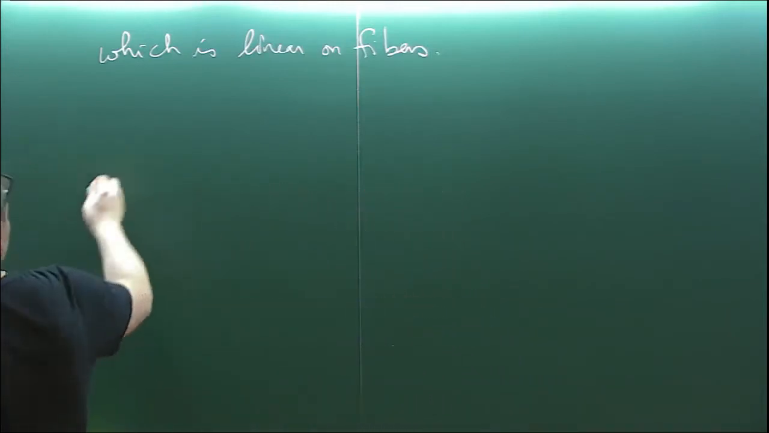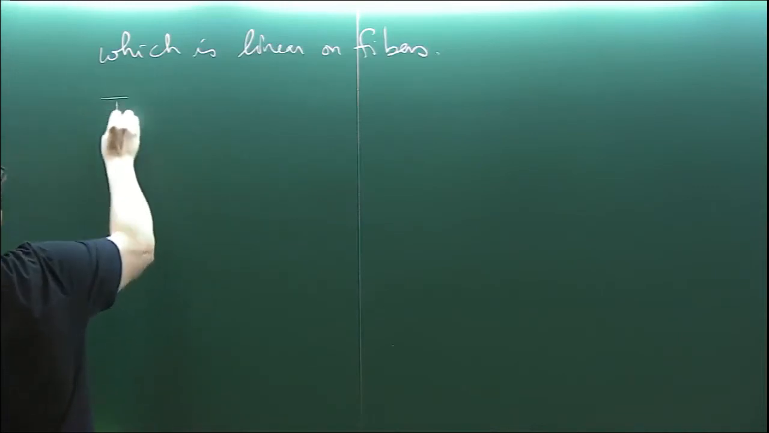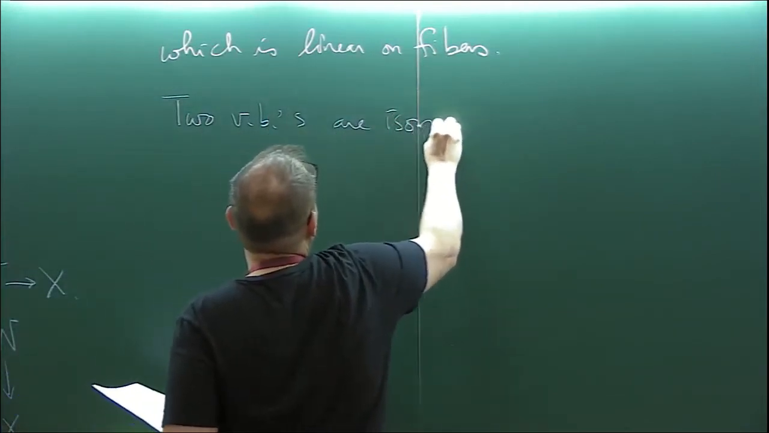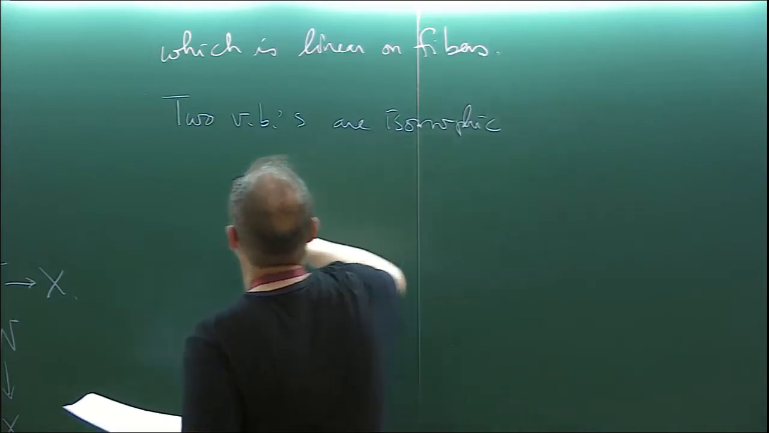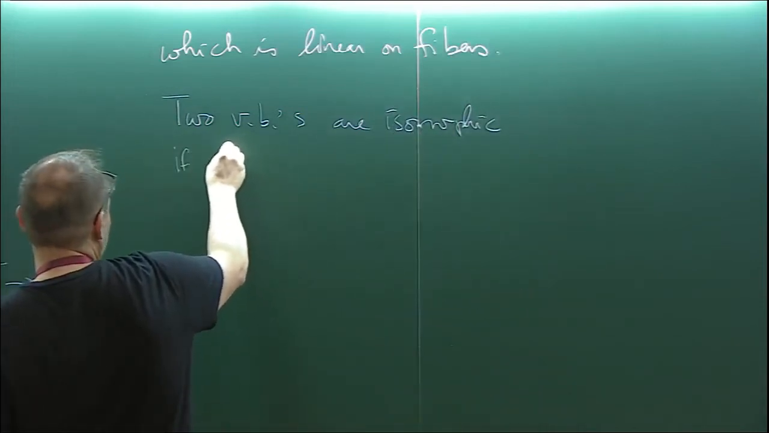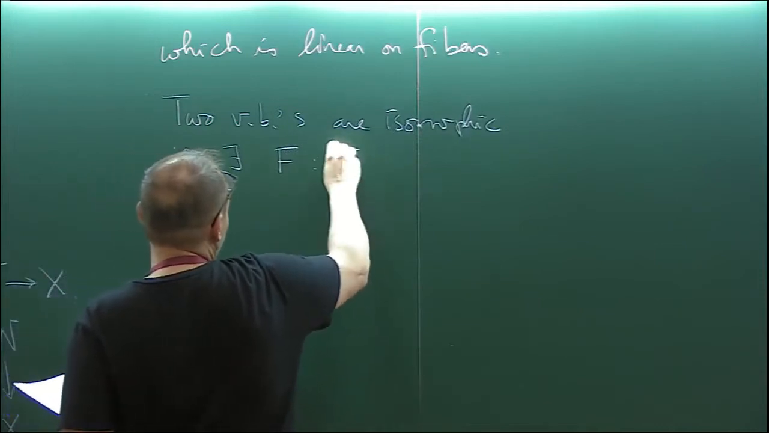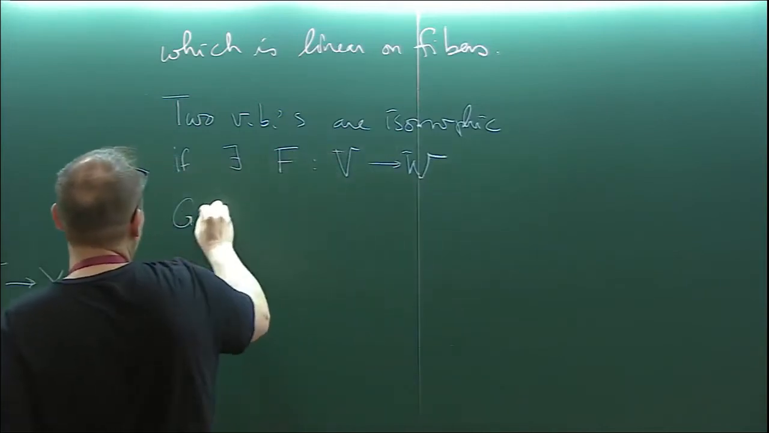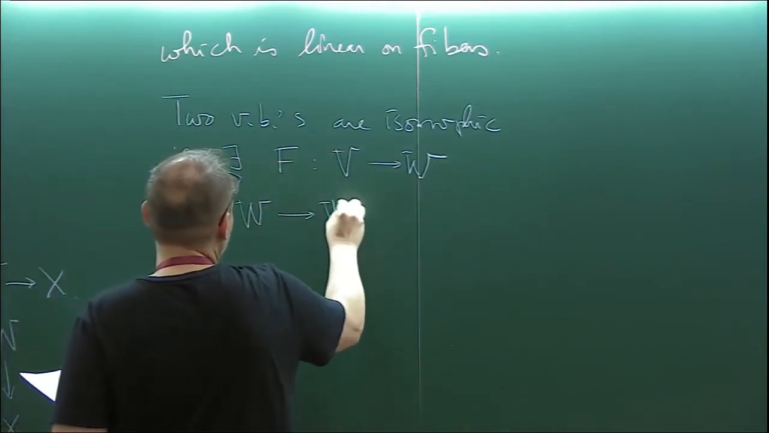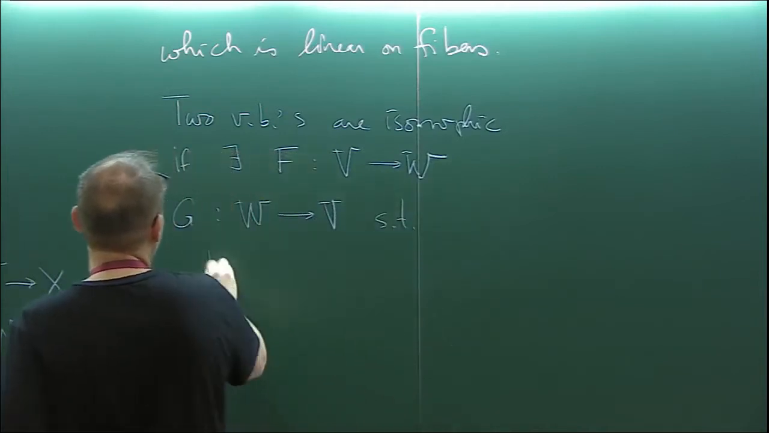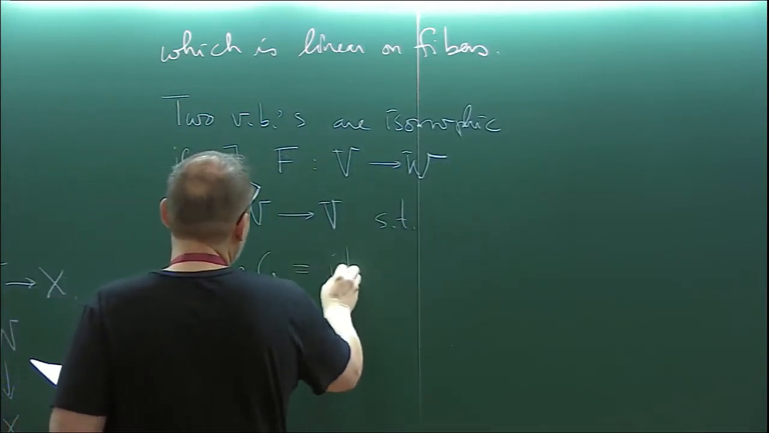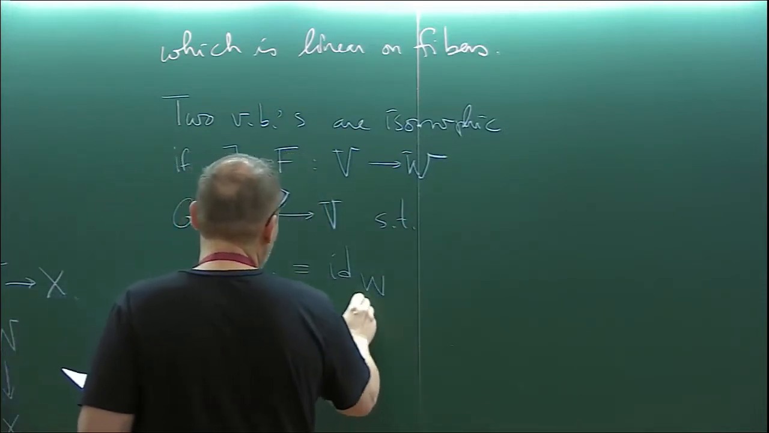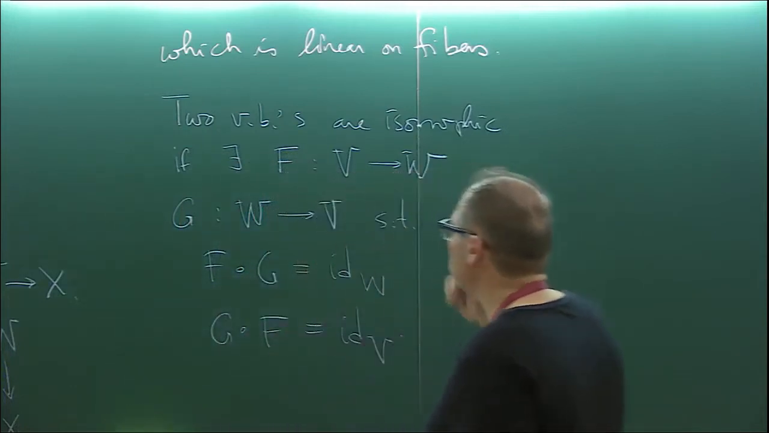And so you say two vector bundles are isomorphic if there exists F, say from V into W, a vector bundle map, and G from W into V, such that F composed with G is the identity map for W, and G composed with F is the identity map for V.